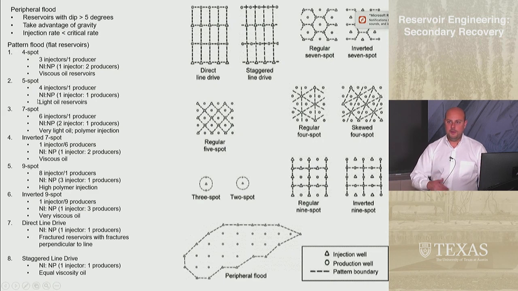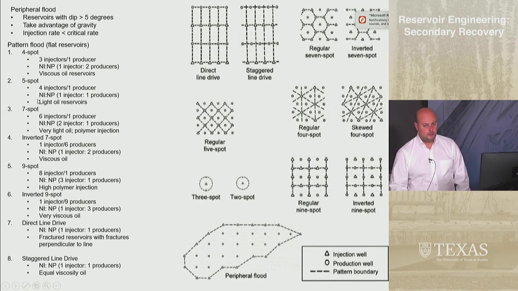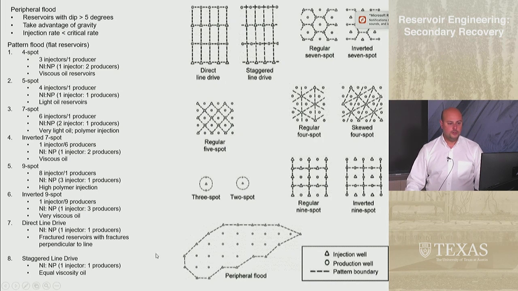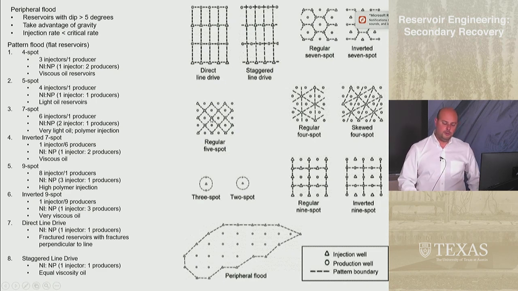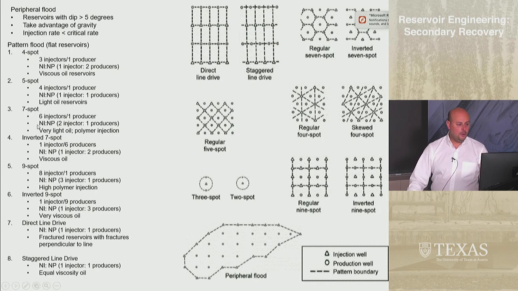A 5-spot is maybe one of the most common, and the one that we'll talk the most about. So a 5-spot is right here. I usually draw it as a square. They drew it as a diamond. It all depends on what angle you look at it from. But in a regular 5-spot, what you have is a producer in the center and injectors around the end. So you can think of it as a diamond or a square, and those injectors are at the corners of the square, and the producer is in the center. That's why we call it a 5-spot, because there are 5 total wells.